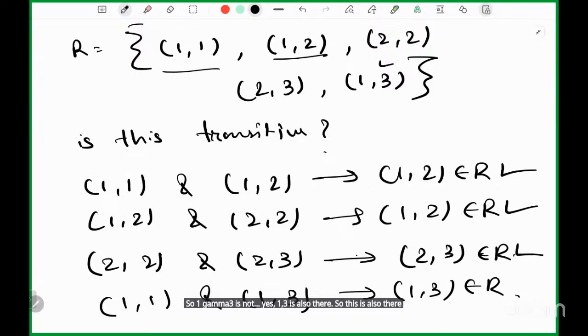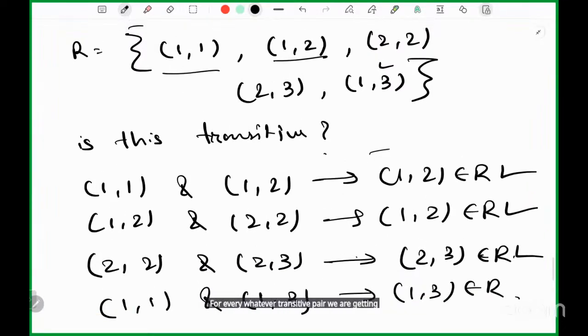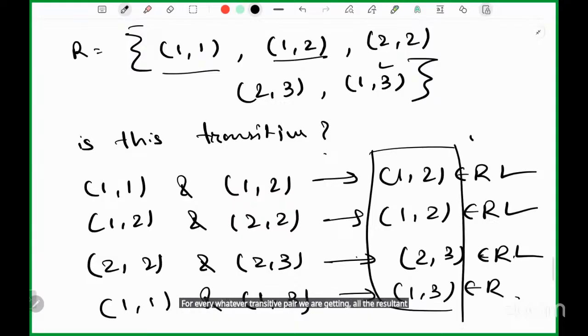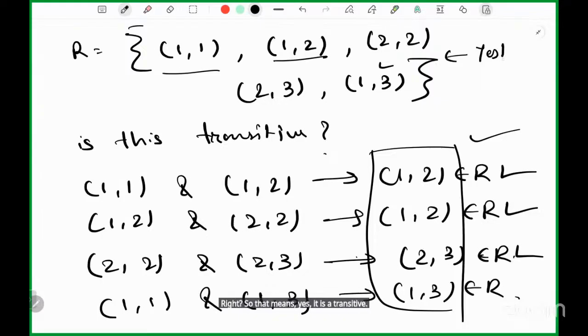So that means for every transitive pair we are getting, all the resultant pairs are there. So yes, it is a transitive relation. That's how you have to check. You first have to find the pairs like a comma b and b comma c, and then you have to check a comma c.